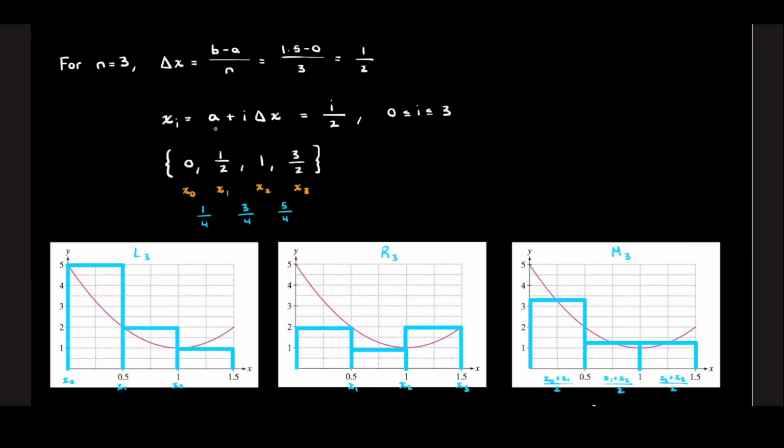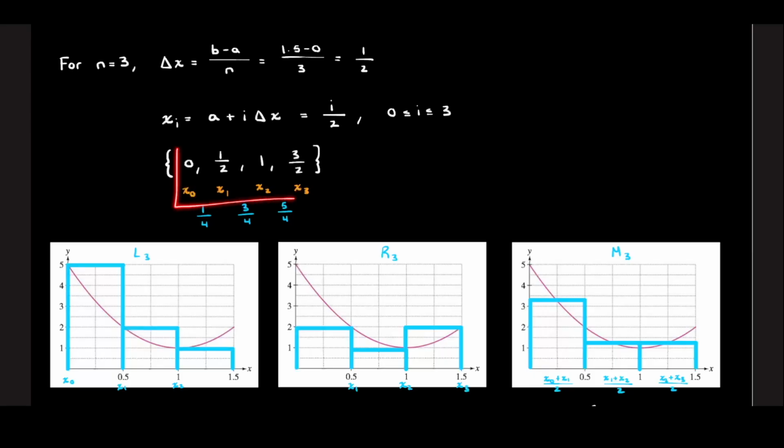To do that, we have to take the starting value, which is 0 in this case, plus i times delta x. And delta x was 1/2. Hence, we're just left with i over 2. Now here, i is supposed to run from 0 to 3 to generate every possible endpoint for both left endpoint approximations and right endpoint approximations.